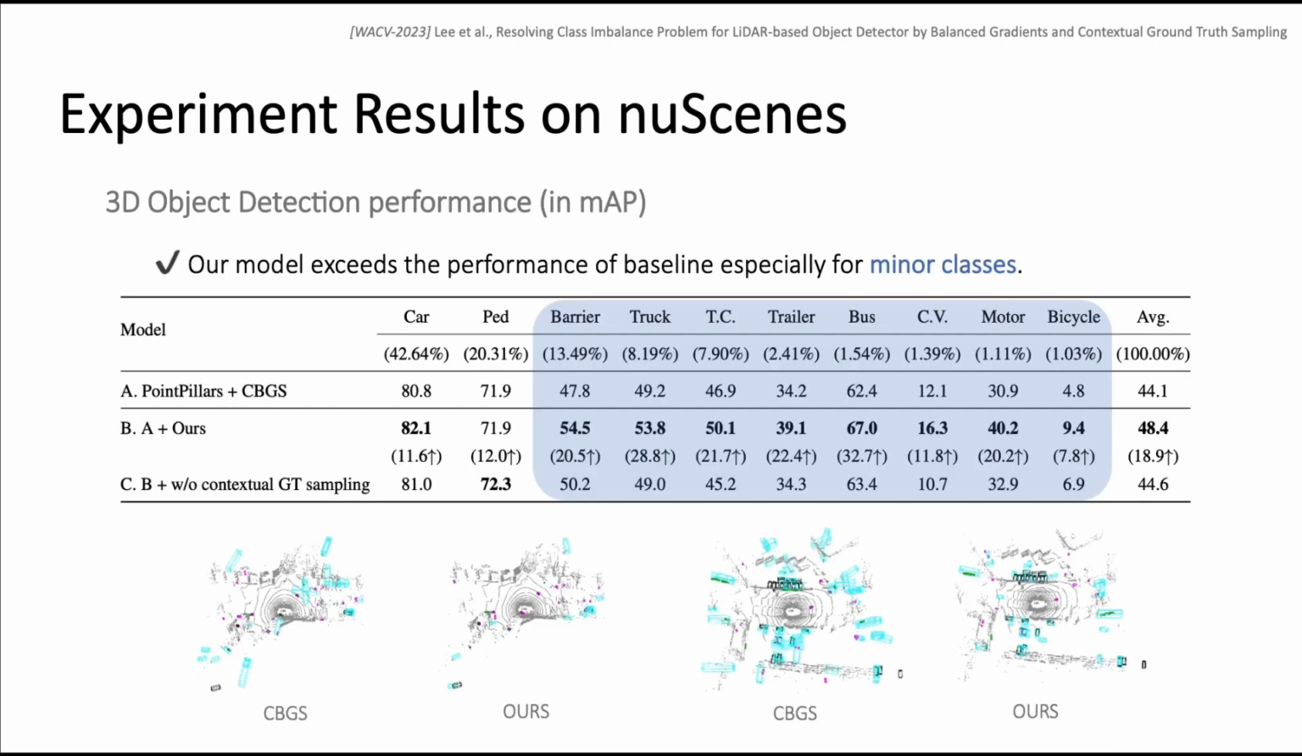We also conducted experiments on the nuScenes validation dataset. Our model shows large performance improvement, especially in minor classes. Also, the following figure compares our prediction with the previous method. Due to the influence of contextual ground truth sampling, our model shows a much lower false positive rate than before.